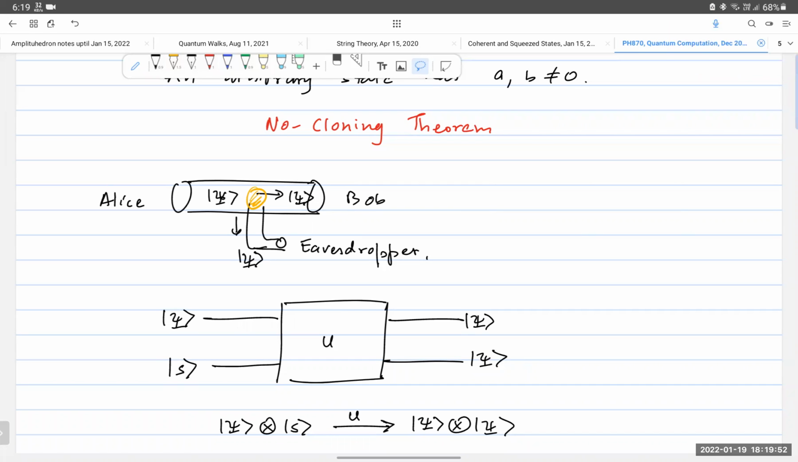That might be the case. I don't know the correct answer to that, so I won't say anything about it. I'll leave that open. It is possible that you could clone known quantum states.